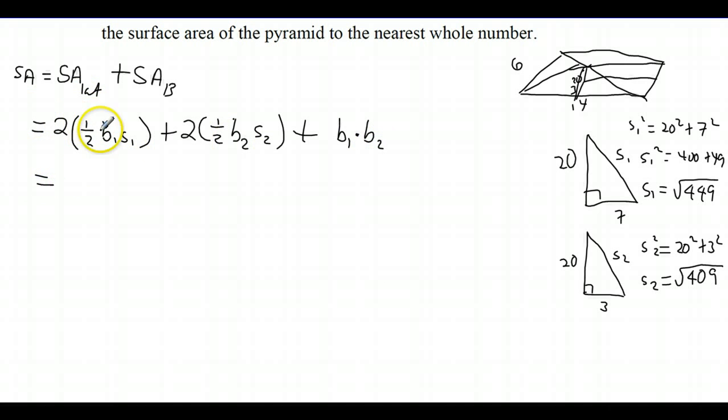Okay, let's fill in. While we're filling in, we can simplify. 2 times 1/2 is 1. So it's base 1, 14 times the root of, this is the base, the height is the one that has the little 3 here, right? The height is this, so it's root 409. Plus 2 times 1/2 again is 1. Base 2 is 6. This has the longer, right? Because now it's got this 7 and the 20. It's this slant height here. I think I mixed up my B1s and S1s, but 2 times 1/2 is 1, so this is 6 root 449. And B1 and B2 are just 6 times 14, right?